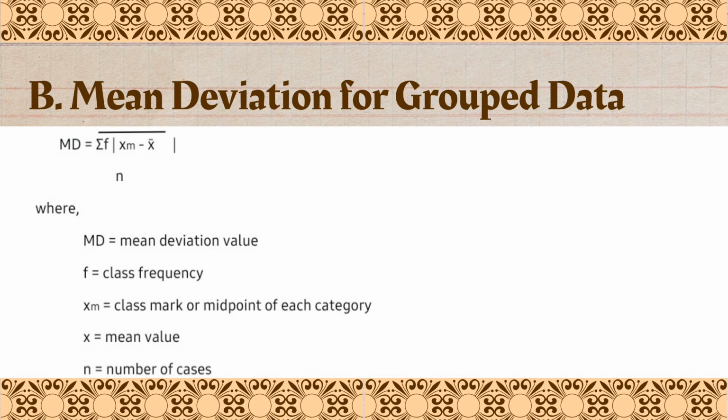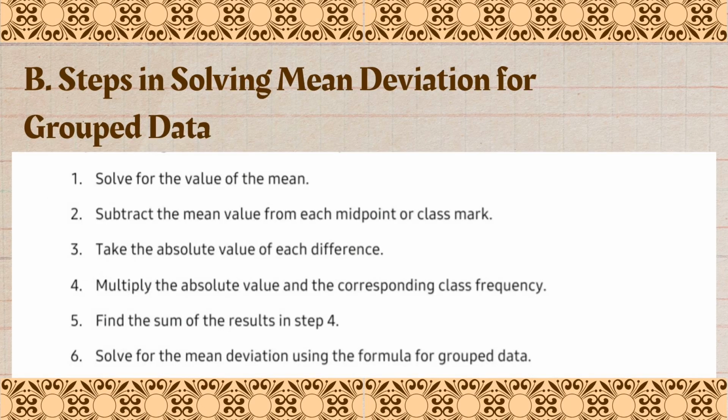Mean deviation for grouped data. The formula is MD equals the sum of class frequency times the absolute value of the class mark or midpoint of each category minus the mean value, divided by the total number of cases, where MD is the mean deviation value, F is class frequency, XM is class mark or midpoint of each category, X is mean value, and N is the total number of cases.